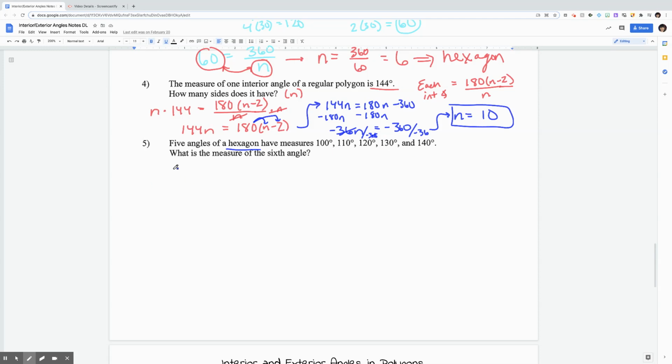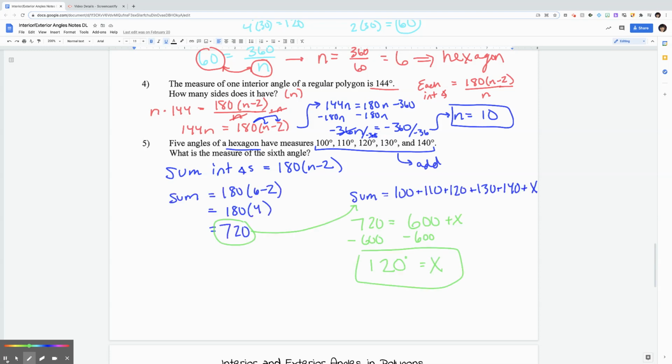So what that means is I'm going to need to use my sum of the interior angles formula, which is 180 times n minus 2. Once I have the sum, right, I can take all of these angles that I'm given and add those up, and then do some subtraction from my sum to find my missing angle. All right, so try this one out. See if you can do this one on your own. Pause the video, try it out, and then check back with me to see how you did.